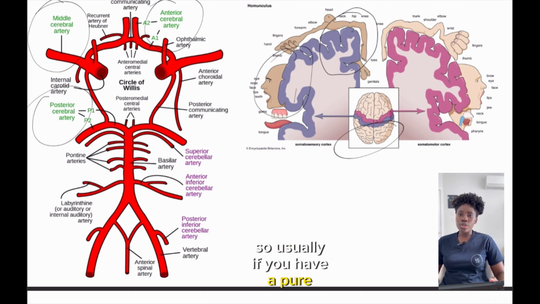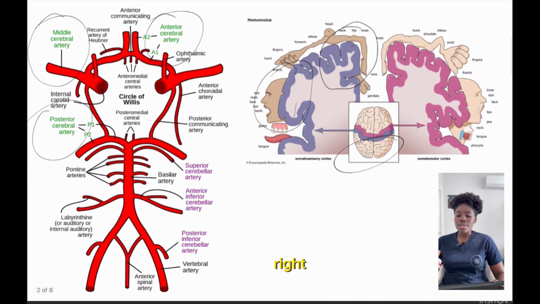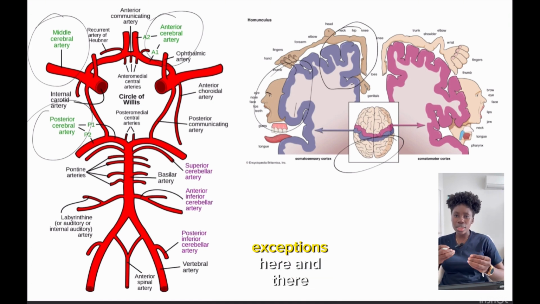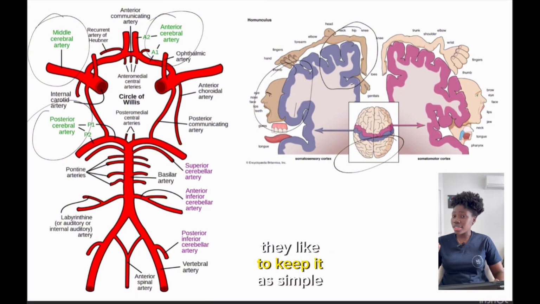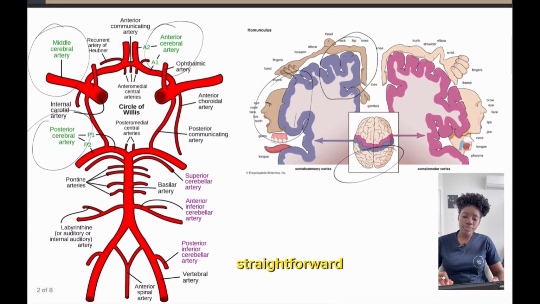So usually if you have a pure motor stroke or a pure sensory stroke, that's usually higher up, usually something cortical or in the internal capsule, right? But once you start seeing cranial nerve deficits, then you start thinking of brainstem strokes. And I like to keep it as simple as that. Obviously, with medicine, there are usually these weird exceptions here and there, but I like to keep it as simple as possible, and usually for these exams, they like to keep it as simple as possible too. They might try to condense it somehow, but it's usually pretty straightforward.